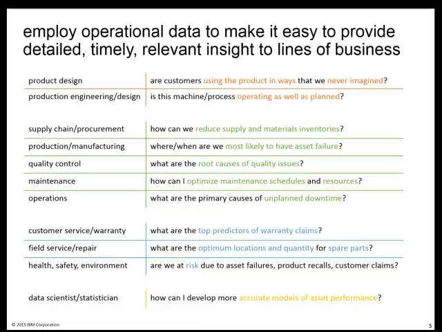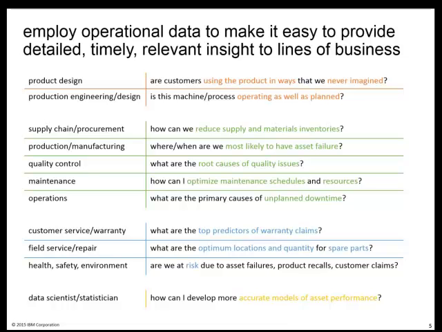As you can see, we've outlined here the way that getting information from a particular asset, whether that is in the plant, in the field, or being used by a customer, getting that information from that asset, doing analysis of that, and providing that back to the line of business can be beneficial to almost 10 different lines of business.